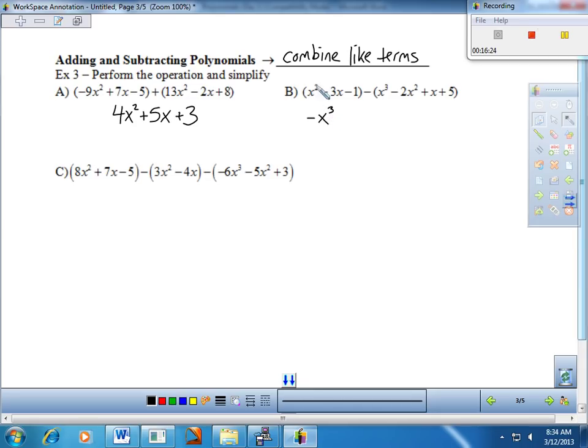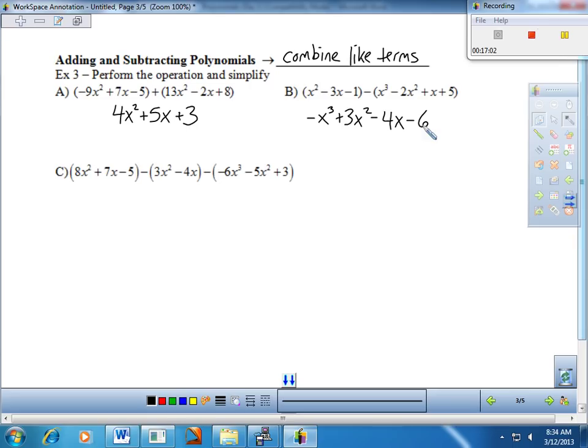Then I have a 1x squared over here. Take away negative 2x squared over here. Again, please be careful with your subtraction. 1x squared minus negative 2x squared should be 3x squared. And then here we go with the x's. Negative 3x's to start. Take away another x right here. So negative 3x minus 1x should be negative 4x. And last here, units, I start with negative 1, subtract 5. Negative 1 minus 5 is negative 6.